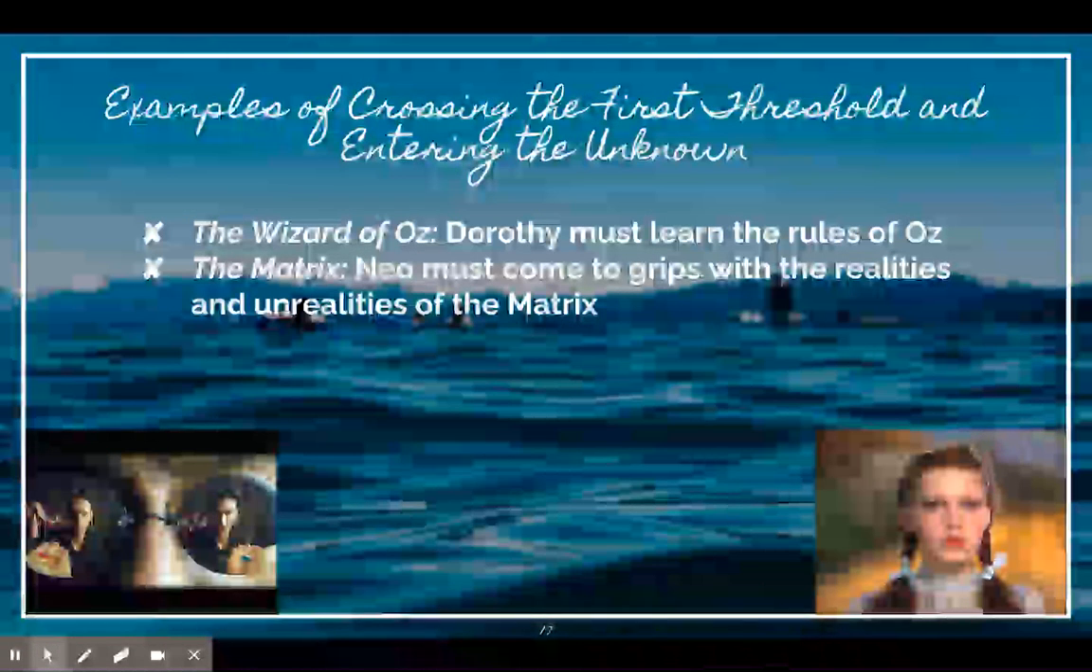Okay, so here you go. Dorothy must learn the rules of Oz. The Matrix, if you've seen that movie, Neo must come to grips with the realities and unrealities of living in the Matrix and then seeing what's outside of the Matrix. Okay. So that is crossing the first threshold.